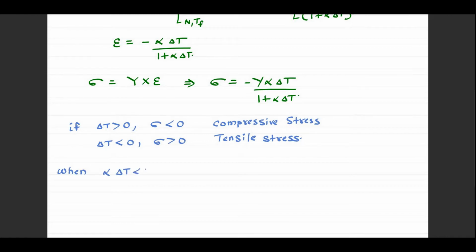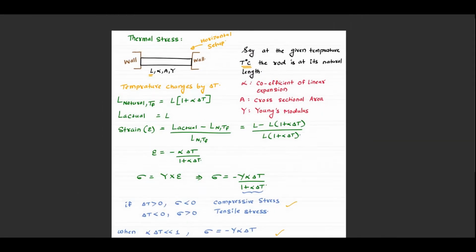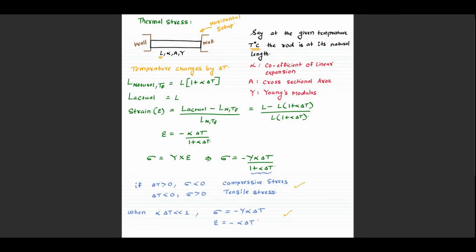Also, when alpha delta T is very small compared to 1, we can write the stress by ignoring alpha delta T with respect to 1 in the denominator. So from here we know the strain will be the stress divided by Young's modulus. This will be the strain. These are some important results, right? You can note this down. Now let us discuss the force exerted by walls.